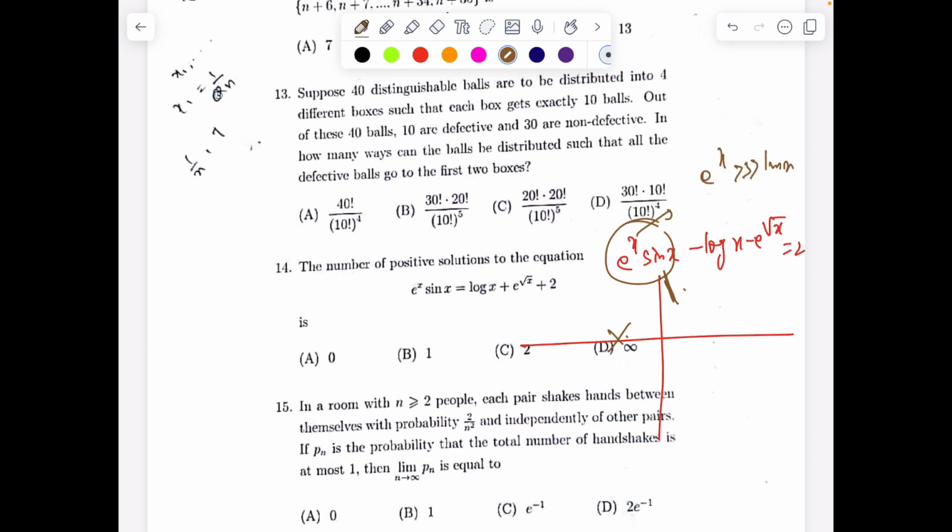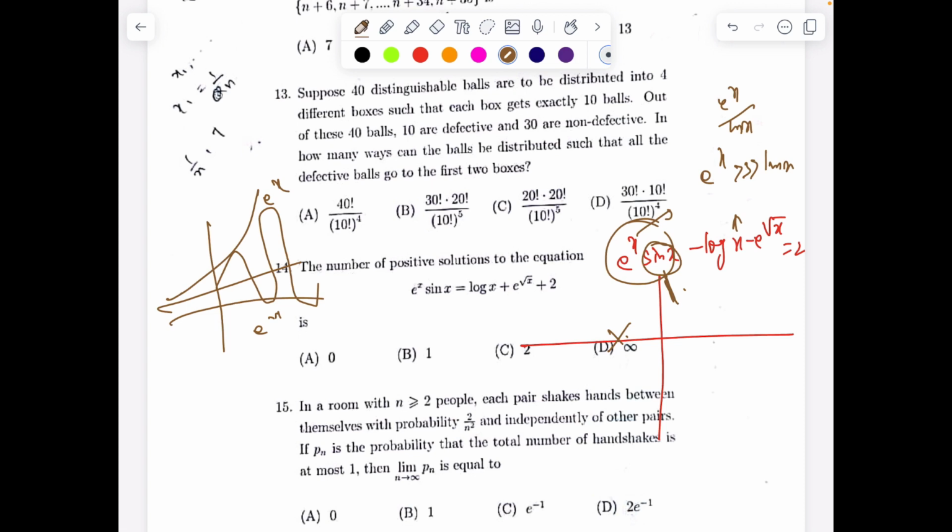Now because of the e to the power x term, e to the power x will grow much faster than log x, right? Because log x by e to the power x as x tends to infinity is 0. So I know every time x increases, e to the power x will increase, but the problem is that sin x will try to pull you down. So the e to the power x graph will be something like this, minus e to the power x will be this, and because of sin x some kind of behavior will come here. So overall it is mostly infinity, and maybe it might not be in the negative sense, so something like these graphs will come. Clearly there are infinitely many solutions, so the answer will be infinitely many.